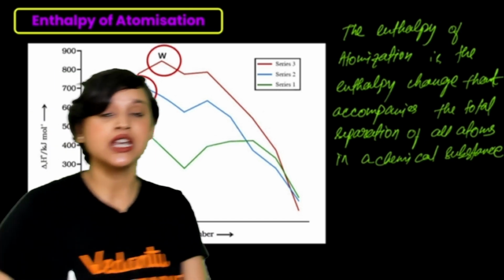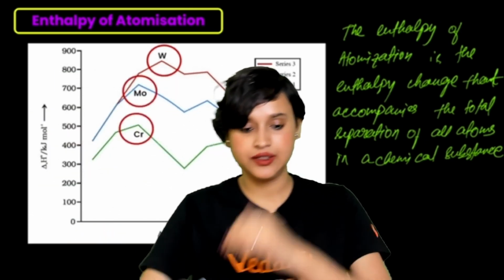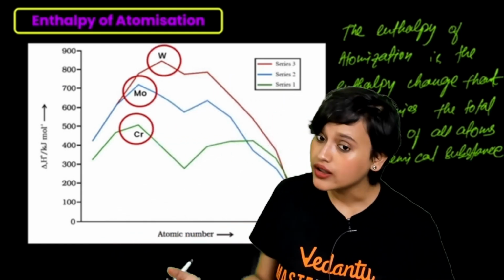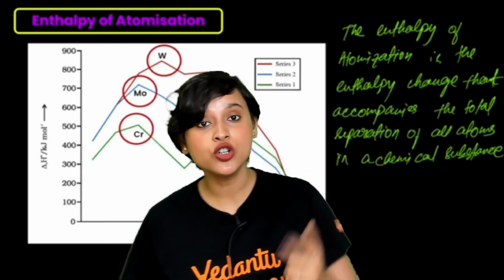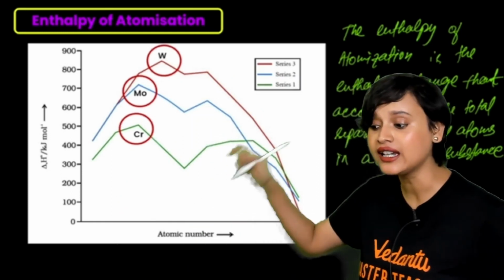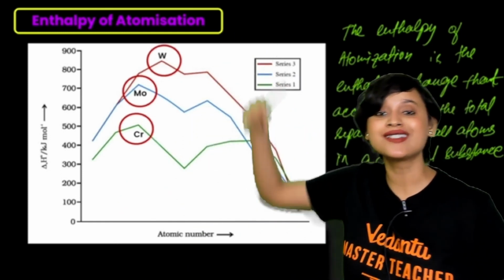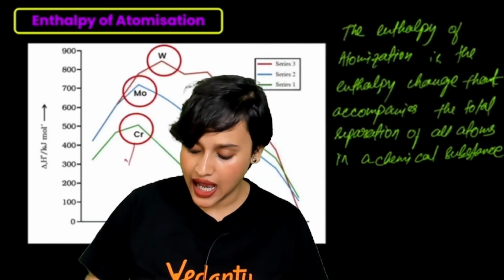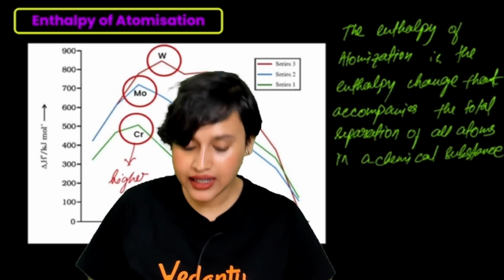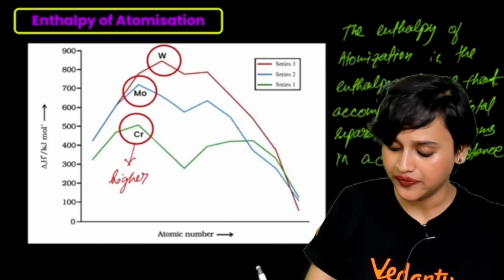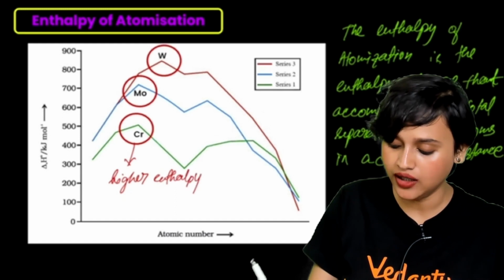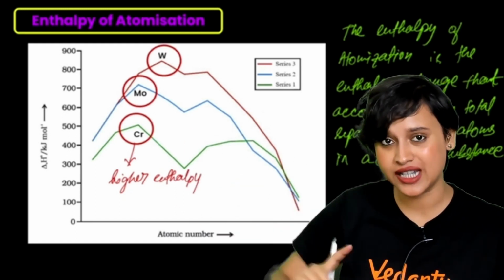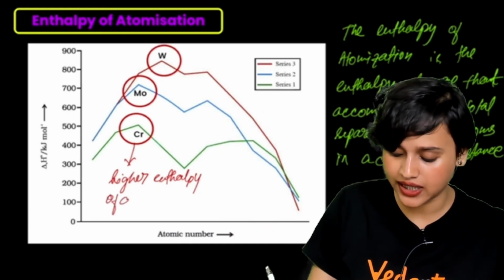Now the more extensive the metallic bonding in an element, the more the enthalpy of atomization would be. So we can once again see that chromium, molybdenum and tungsten have higher enthalpy of atomization. Why? More unpaired electrons, and more electrons that can form extensive metallic bonding. So they have higher enthalpy of atomization.